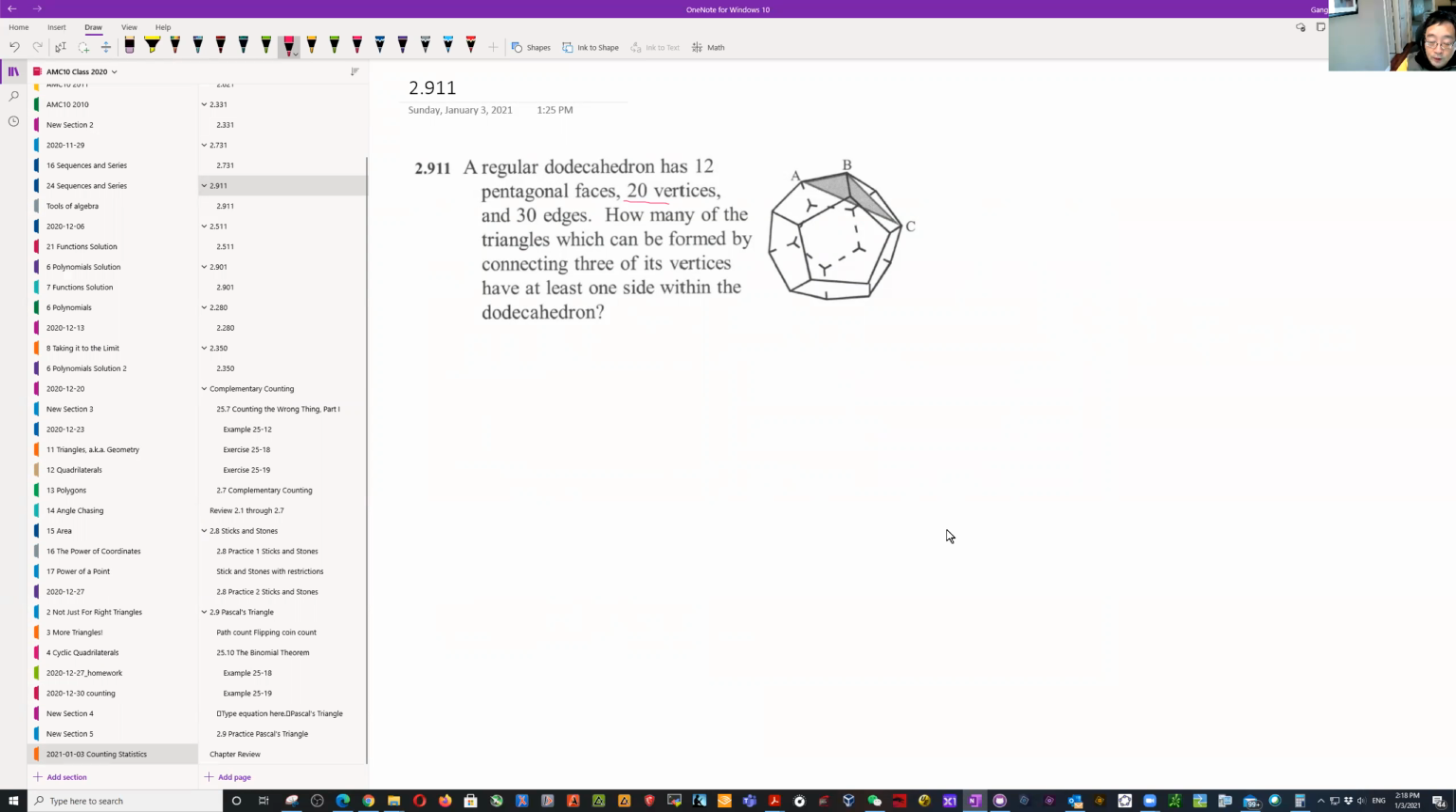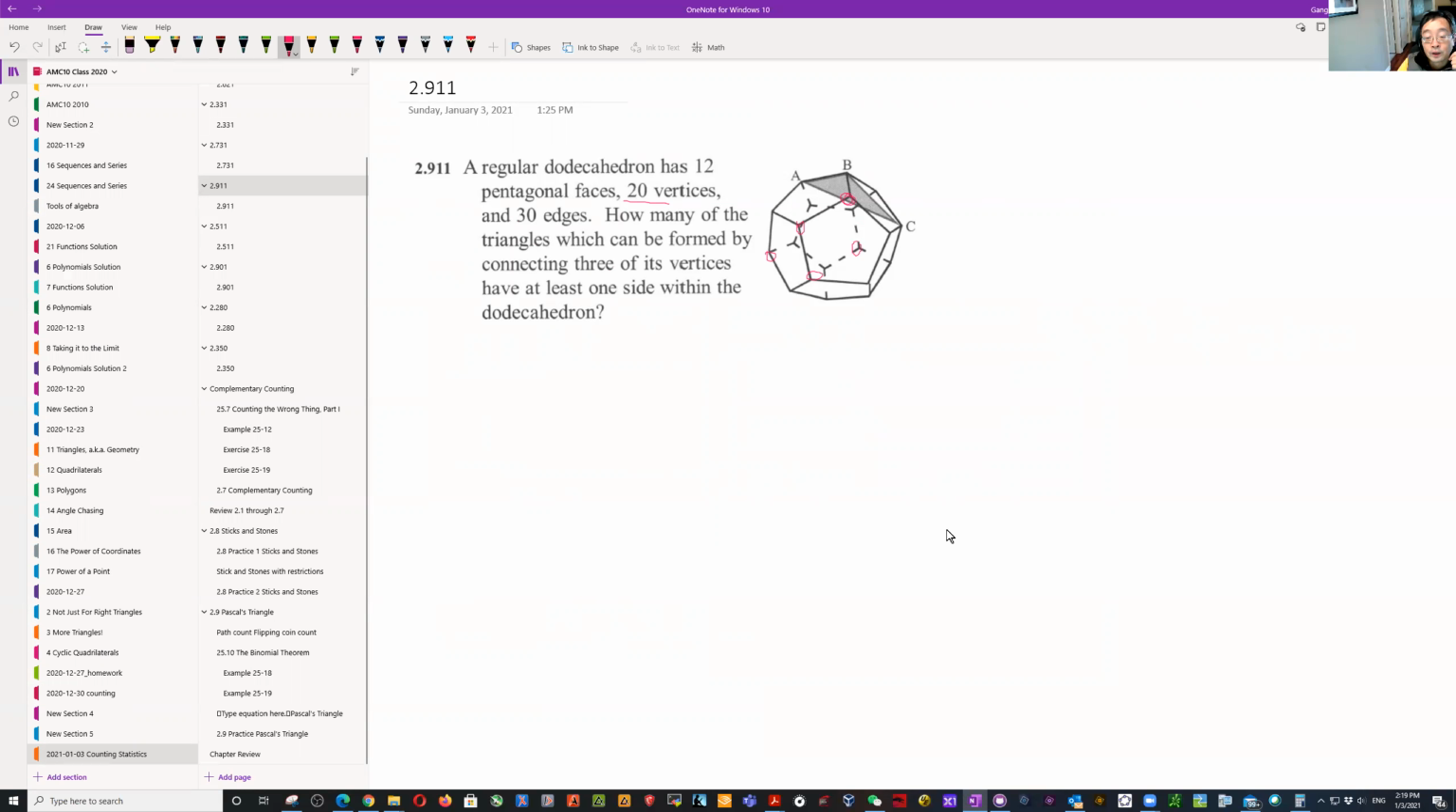pick 3. So basically I can pick these 3, and it's going to form a triangle. And I can also pick this, and this. It's also going to form a triangle. So these are all legit triangles that have at least one side within the dodecahedron. But if we pick 3 points, for example, 1, 2, 3 here, it's not legit. It's not satisfying the condition of at least one side within the dodecahedron.